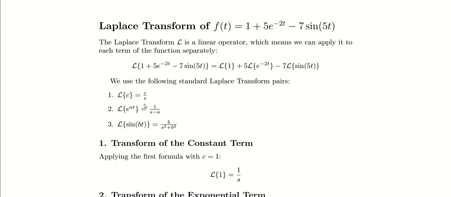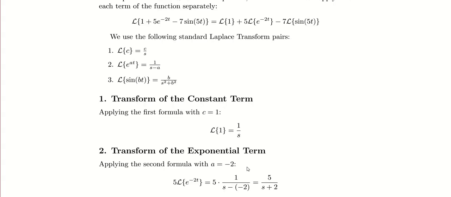The Laplace transform of a constant will be just a constant over s. Laplace transform of e to the at is 1 over s minus a, and the Laplace transform of sine of bt is b over s squared plus b squared. Starting off with the Laplace transform of 1, the constant is 1, so that's just 1 over s.